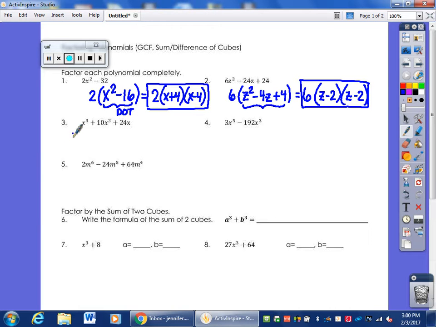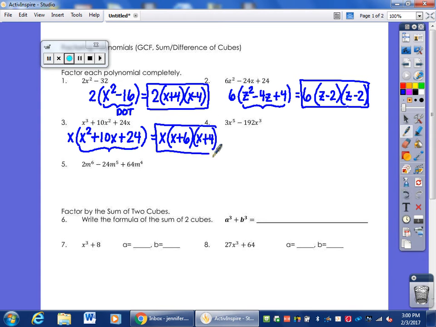And the next one, they have an x in common, so I'm going to take out an x, leaving me with x squared plus 10x plus 24. And then this can still be factored into x plus 6 and x plus 4. We are constantly going back to what we learned previously with factoring.